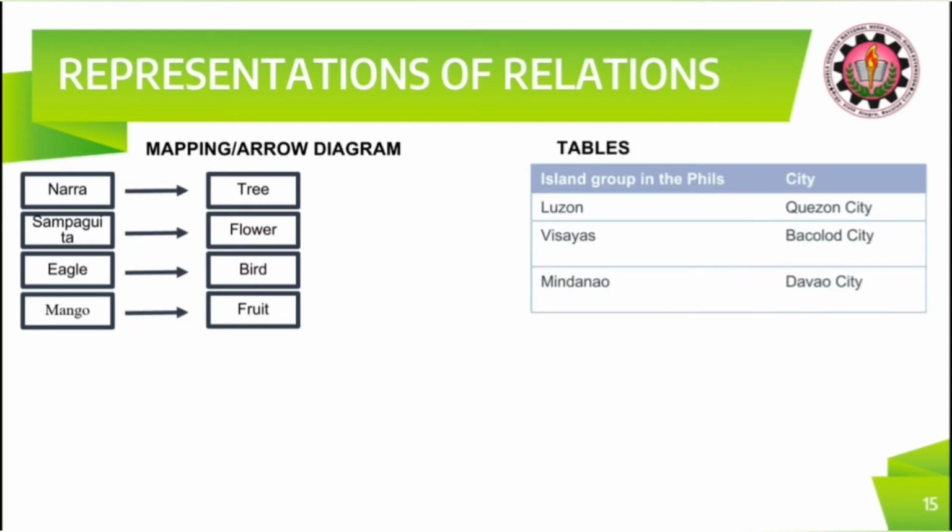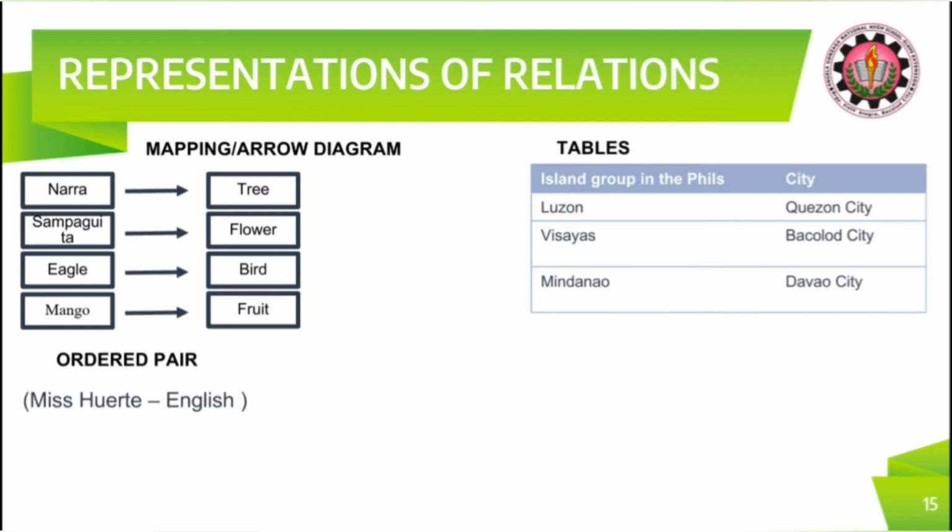Next is tables. A table of values is a list of numbers used to substitute one variable to find the value of the other variable within the given equation. It also describes the relationship between the values of x and y. Here in our table, we see the relationship of the city to the island group in the Philippines. We see that Bacolod City is in Visayas.